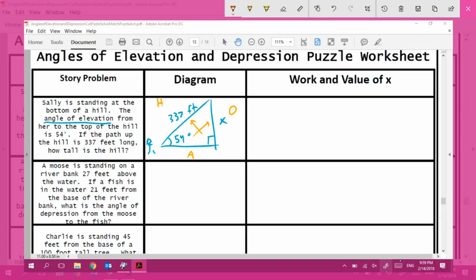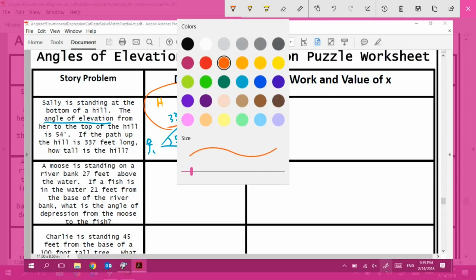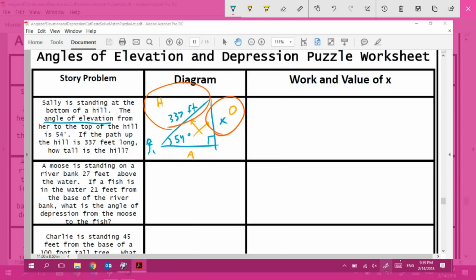So they gave us the hypotenuse. We're dealing with the opposite side. That's going to be sine. So sine of the degree they gave us, which is 54, equals opposite x over hypotenuse, 337.